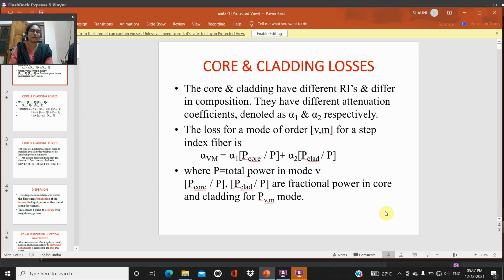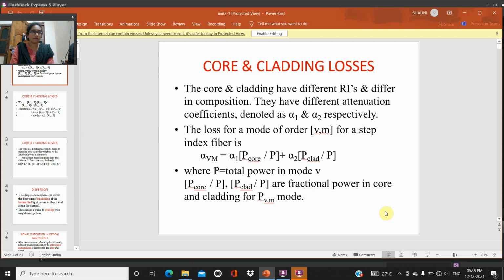Alpha 1 denotes the core losses and alpha 2 denotes the cladding losses, where P is the total power losses in the mode VE. So P core by P, P clad by P, or fractional power in core and cladding for V comma M modes. The loss for a mode of order V comma M for a step index fiber is alpha Vm is equal to alpha 1 plus alpha 2.